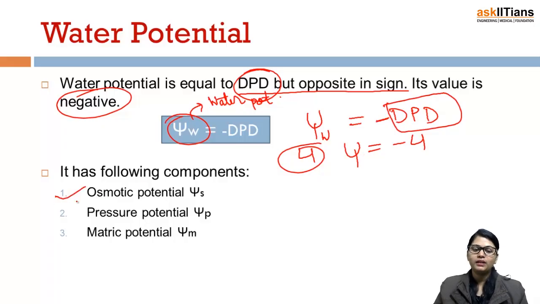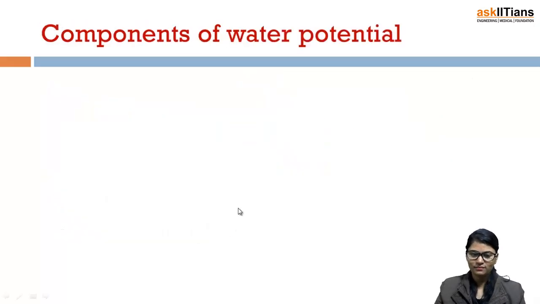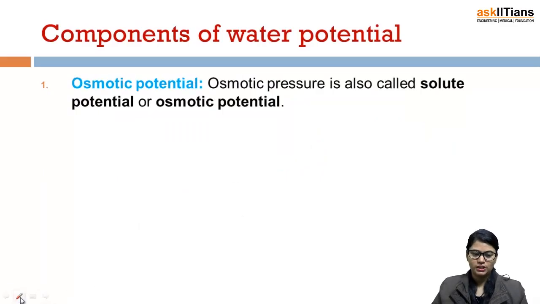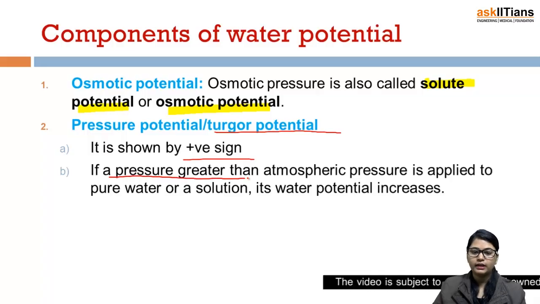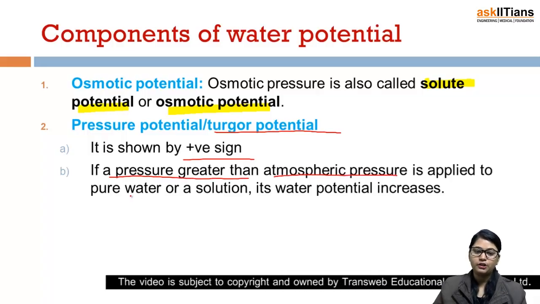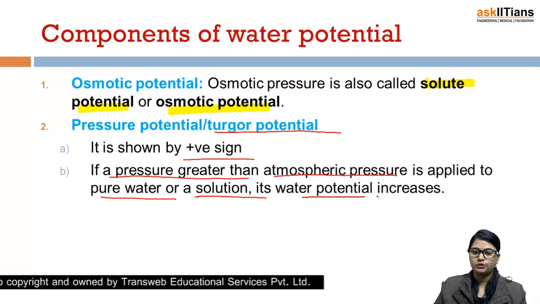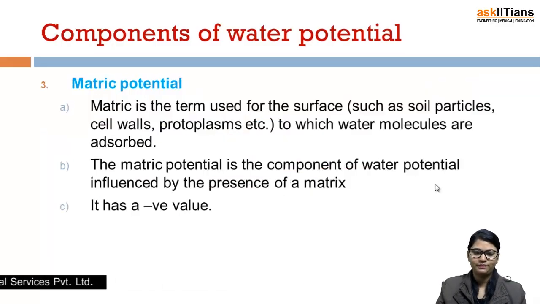It has the following components: osmotic potential, pressure potential and matric potential, psi S, psi P, psi M. So what is osmotic potential? Osmotic pressure is also known as solute potential or osmotic potential. I have explained osmotic pressure in my previous lecture. Pressure potential, also known as turgor potential, is shown by a positive sign. If a pressure greater than atmospheric pressure is applied to pure water or a solution, its water potential increases.